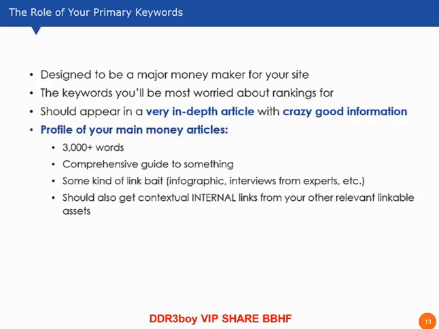And lastly, they should also get contextual internal links from all of your other relevant linkable assets, and usually from lots of your other money articles. So these are pieces that are going to be boosted by external links, and they're also going to be boosted by internal links. They're going to target a really valuable keyword with lots of nice volume, and it's going to be a little bit easier to rank these in the SERPs. Well, the keyword won't be easier, but because you're putting this much effort into one keyword, it should be slightly easier to rank for that particular keyword.